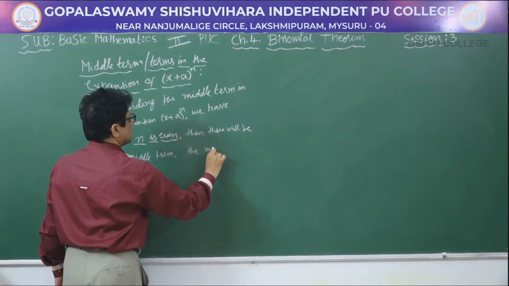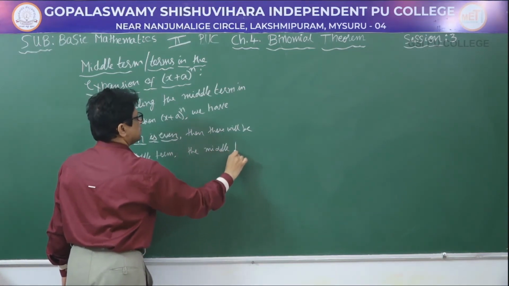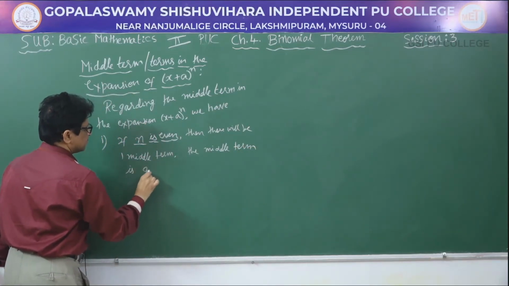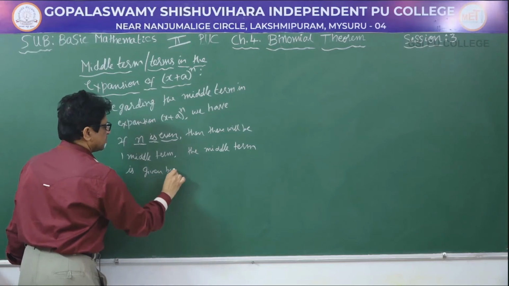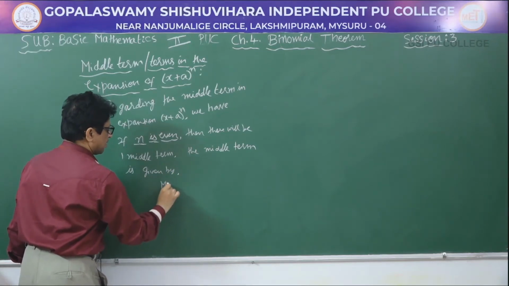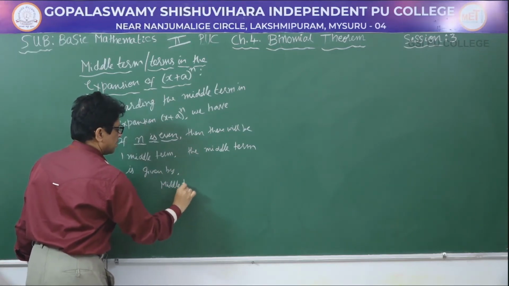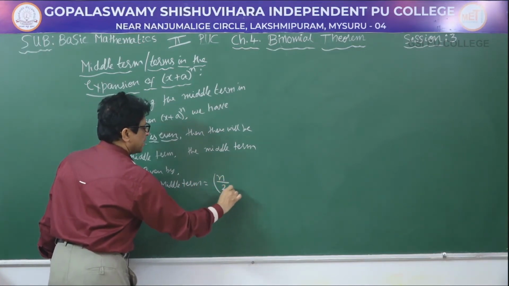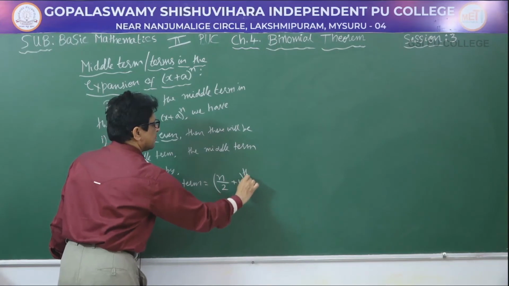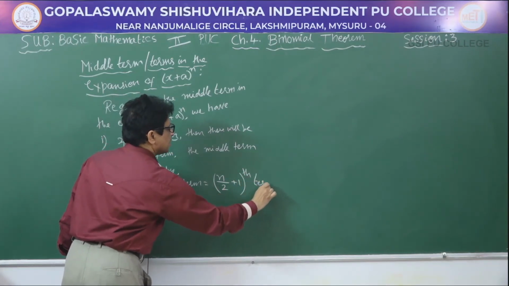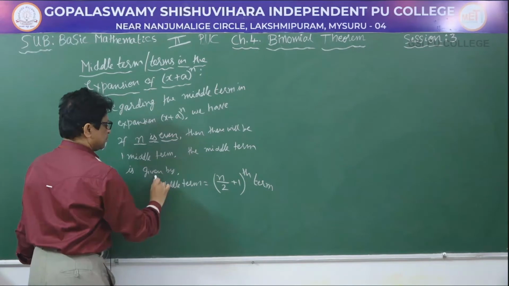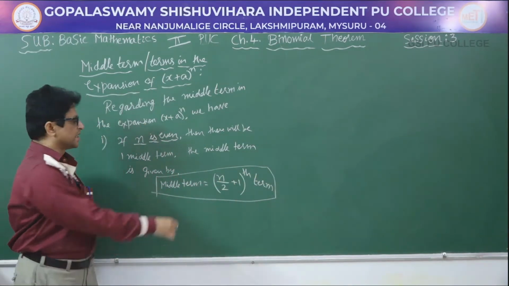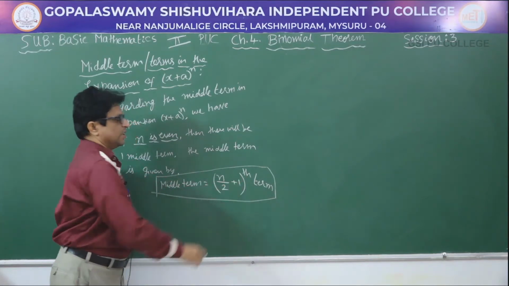The middle term is given by: middle term is equal to (n/2 + 1)th term. So, the middle term is given by the (n/2 + 1)th term.